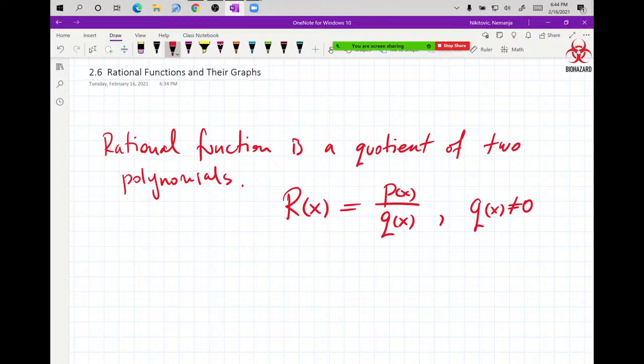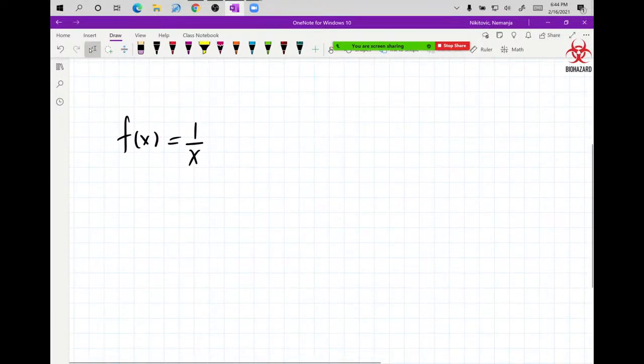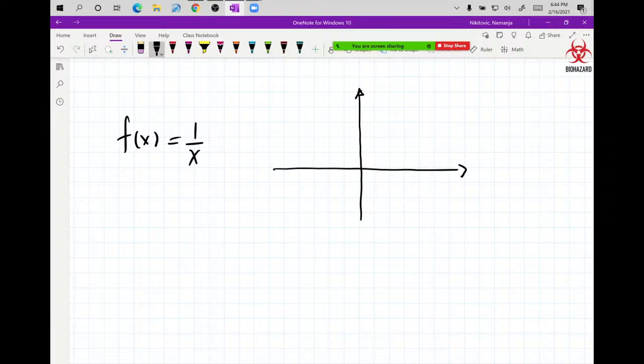to start the story here, we are going to look at the basic case of 1 over x, when you take a constant polynomial 1 and you divide it by the linear polynomial x. So, f of x equals 1 over x. Now I'm going to draw the graph for this, and this graph will be used so much in calculus to explain a lot of different concepts. So you really must learn this graph.